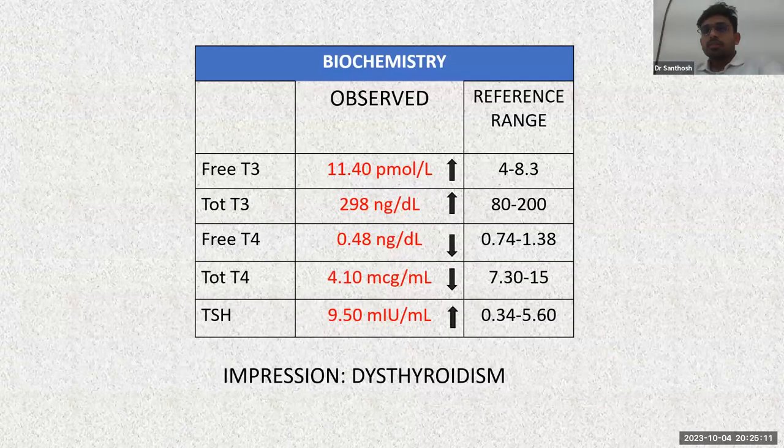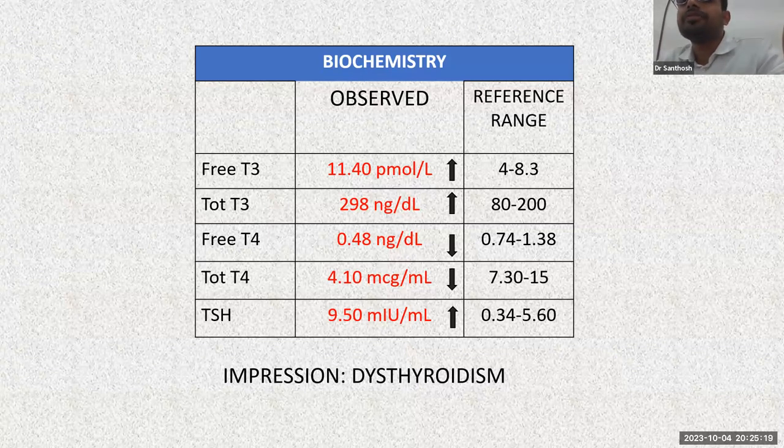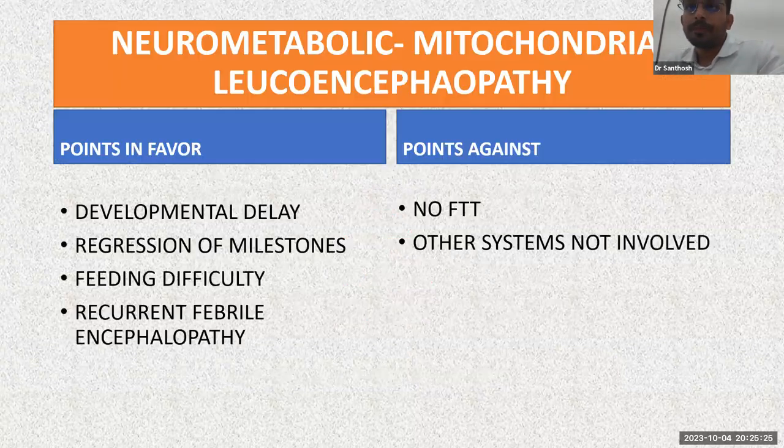In this child, we did a thyroid profile first, initially TSH, which was found to be elevated, following which free T3 and total T3 were elevated, and free T4 and T4 were decreased. The impression of the thyroid results was a dysthyroidism picture.